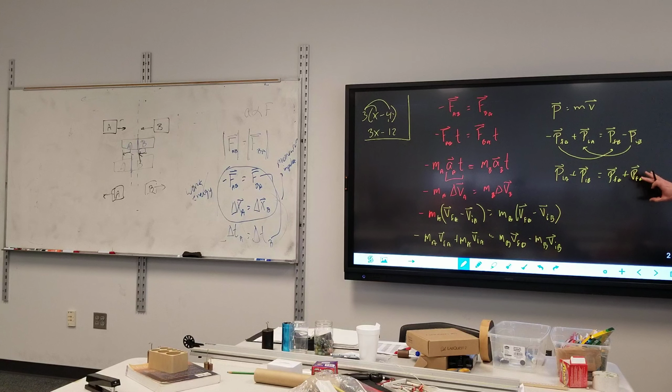Yeah, that's incredible, isn't it? All right, so what does this all mean? Whatever this thing P is, if I add up my total initially, so I add up what it is for A and what it is for B initially, that is equal to what I have finally. Whenever I have the sum of something that's initial is equal to the sum of something final, we have a conservation law.